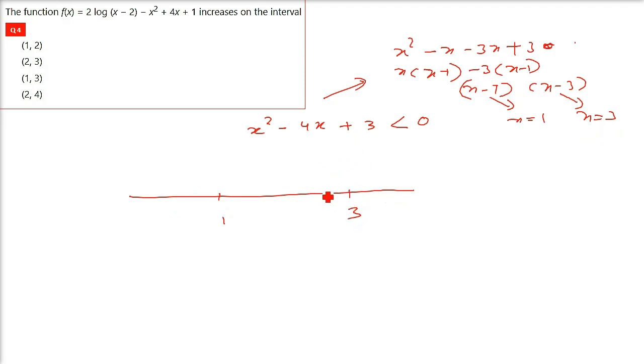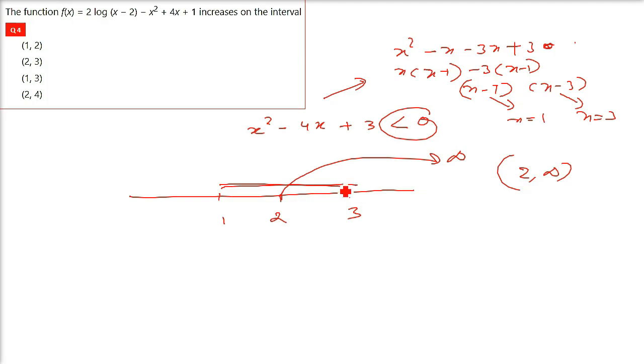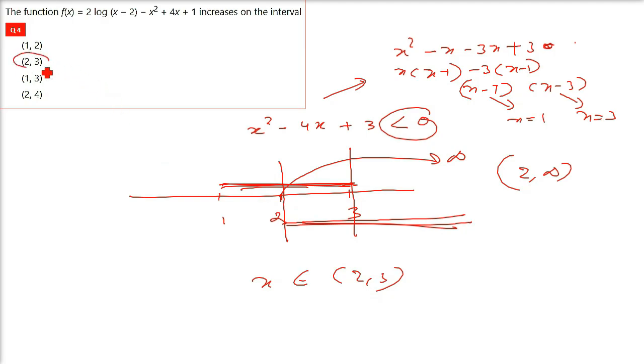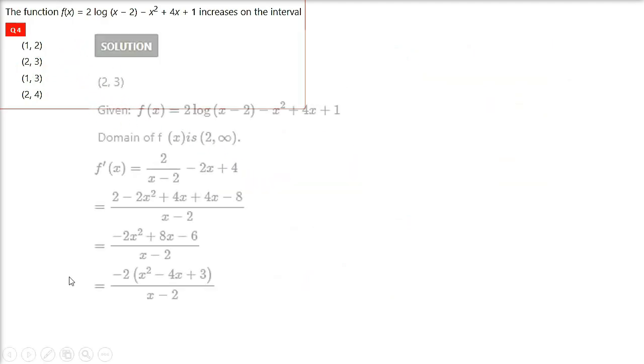To get it less than 0, I already explained in the beginning of the chapter that when the factors multiplied are less than 0 or greater than 0, what is the final result? The first one, 2 to infinity, I told you already. That was the domain, log(x − 2). And here the answer is coming between 1 and 3. But the domain is saying that x has to be greater than 2. So what is the common part here? The common part is between 2 and 3. So x should belong to (2, 3), and that is the interval in which the whole function will be increasing.